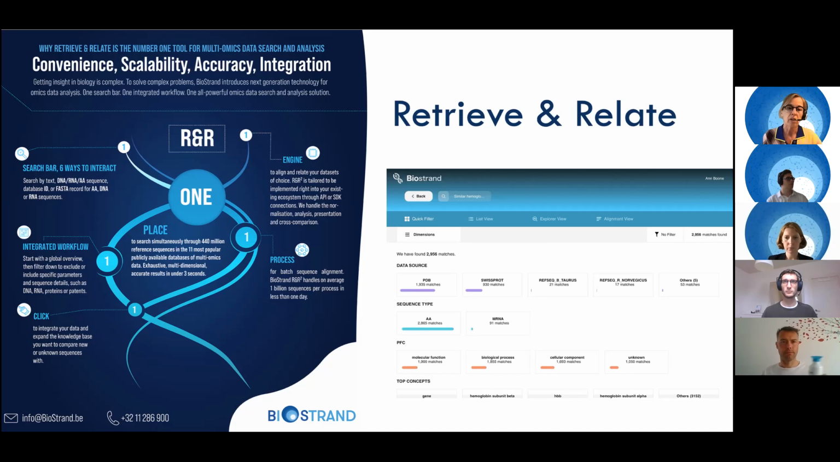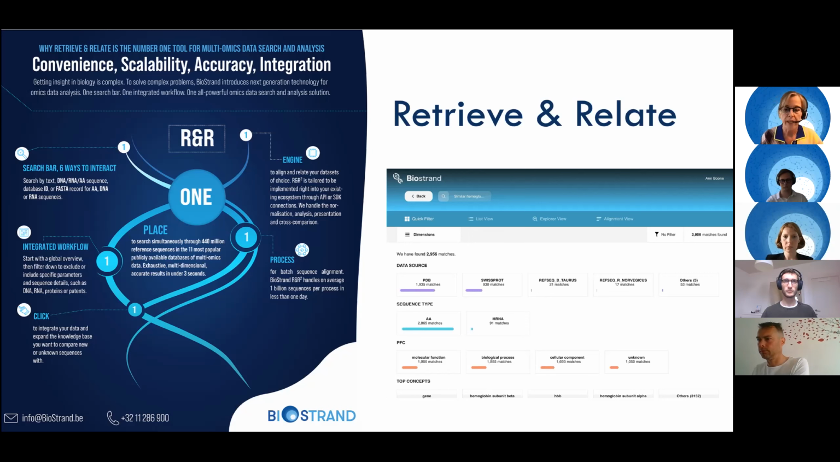Well, with Retrieve and Relate, you can search through 440 million reference sequences that reside in the 11 most popular multi-omics databases. But you even can search through the sequences that are in patent databases. And this search is conducted simultaneously. On top of that, you can add your own proprietary data to the search base. Of course, it's always securely stored. And despite the size of the data, the searches are very fast. So on average, any search is conducted under 3 seconds.